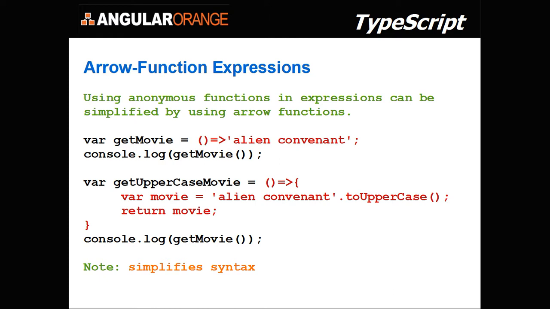I could have a variable getUppercaseMovie, and I could define a movie and invoke the toUpperCase function on it and return the movie. And of course, when I log getMovie, oh, that should have been getUppercaseMovie, it would return the movie. It simplifies the syntax.